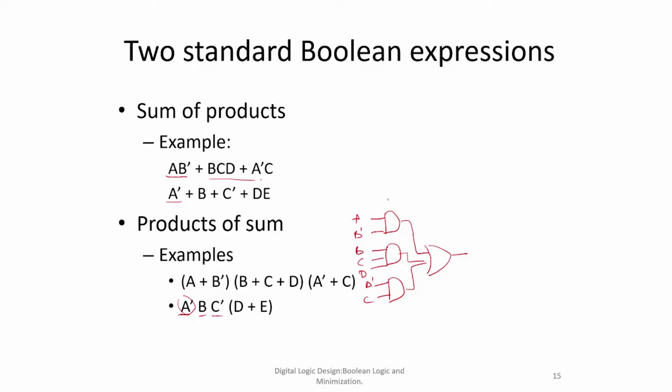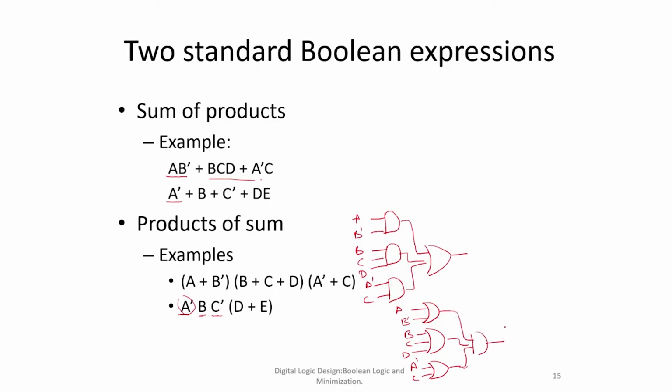So we call it two level logic because this is the first level, this is the second level. The product of sum can also be, let's take this example. So you see, this is A, this is B dash, B, C, D, A dash, C, and now the output is essentially product of them.